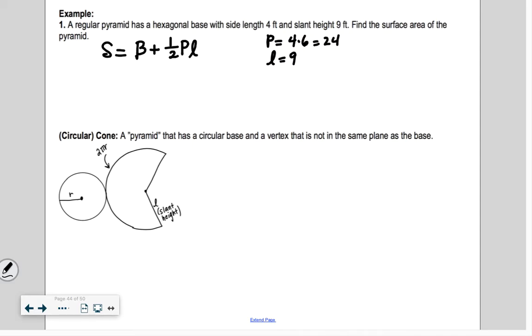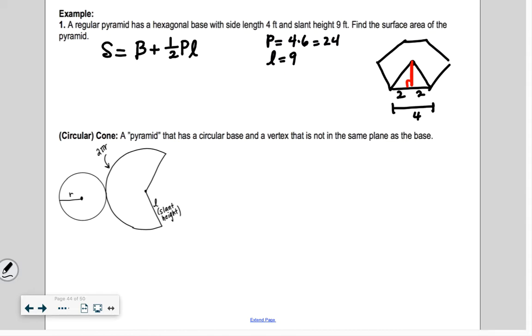Okay, but the only thing we don't have is our apothem. So let's think about a hexagon for a base. Oh, that is a terrible hexagon, not my finest. How do I get this apothem? A. Well, I know that the side length is 4, which means I have 2 and 2.